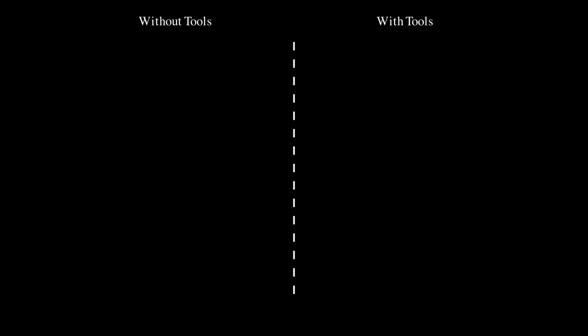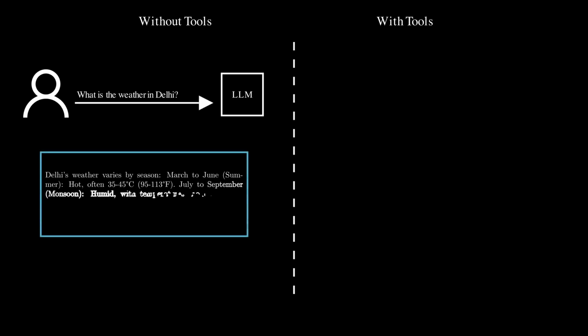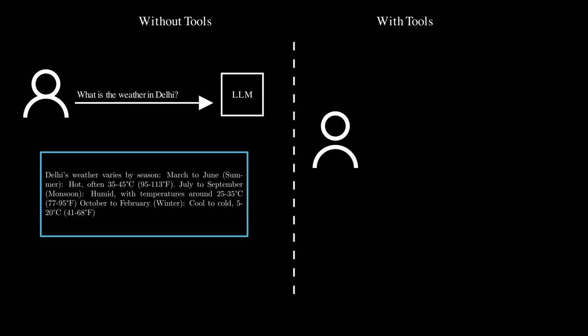Let's take an example. Imagine asking an LLM, "What's the weather like in Delhi?" A basic LLM without any external tools can only provide a generic answer based on past data. It has no real-time access to current weather updates. To solve this, developers started integrating tools, like weather APIs, into AI models.